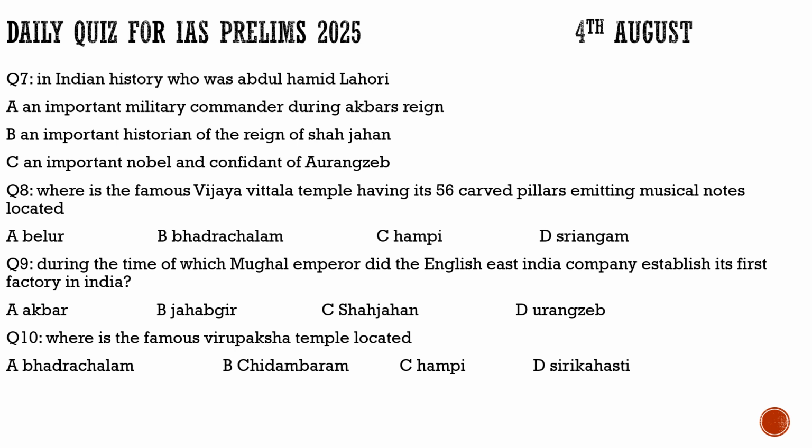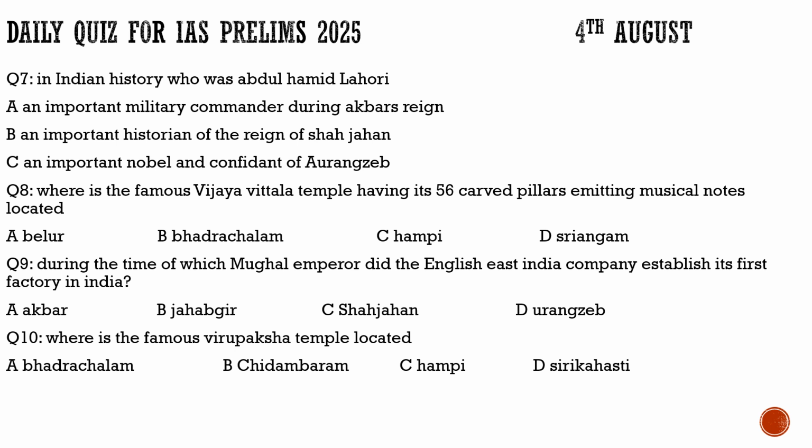Coming to question number 7, in Indian history, who was Abdul Hamid Lahori? Was he an important military commander during Akbar's reign? No. Was he an important historian of the reign of Shah Jahan? Yes, he was a traveler and an important historian of the reign of Shah Jahan. So for question number 7, the correct option is option B. Now let's see what option C was, an important noble and confidant of Aurangzeb.